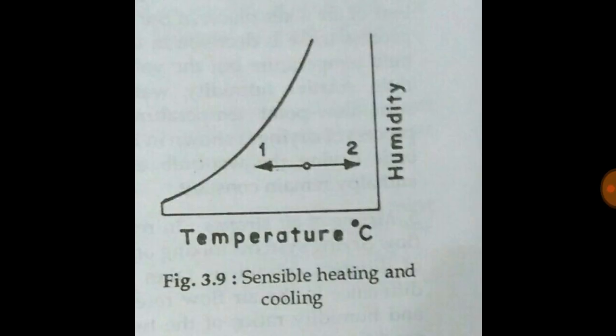The representation of a sensible heating and cooling process is as shown in the figure. In this, the line starts from the initial dry bulb temperature of air and ends at the final dry bulb temperature. It extends towards the left side during a sensible cooling process, and vice versa for the sensible heating process.